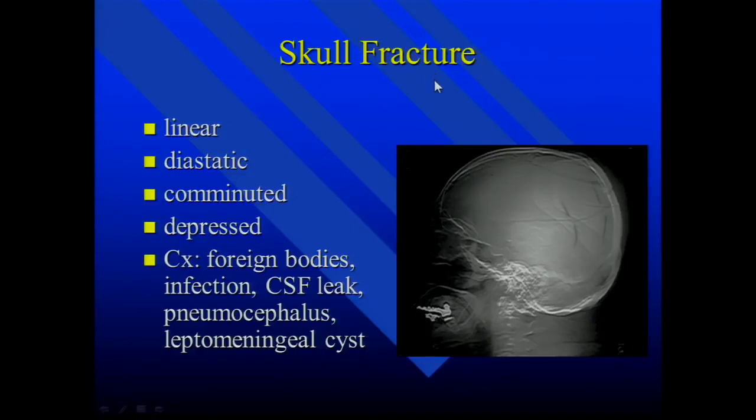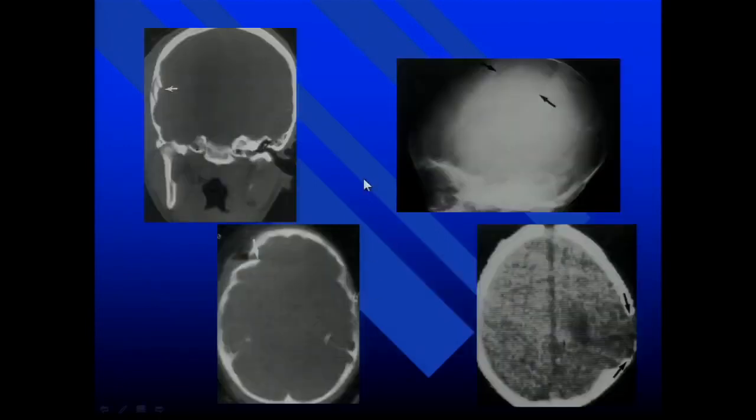Okay, last thing, skull fractures and facial fractures. Fractures get named just like they get named everywhere else in the body. The important thing to think about, in particular for skull fractures, are the associated complications that occur from the fracture. You can get infections, you can get CSF leak, you can get enlarging pneumocephalus, and in babies, leptomeningeal cyst. So here's a comminuted fracture.